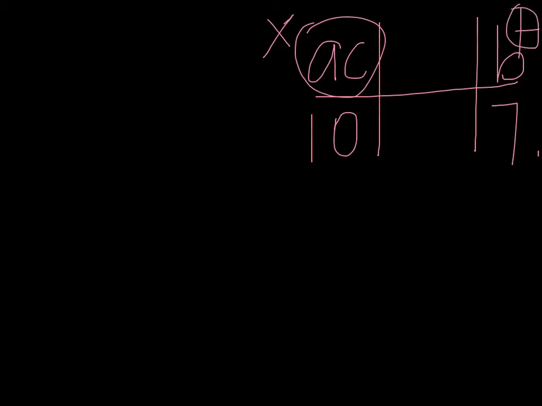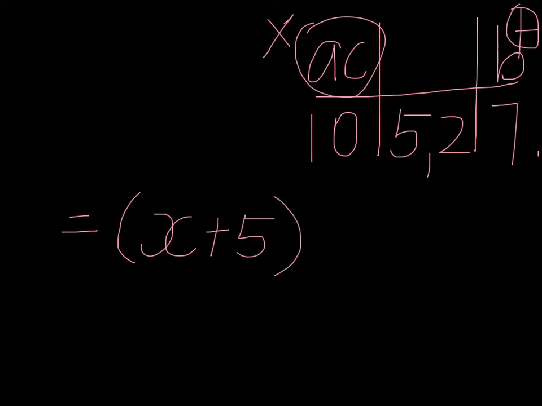Now, factors of 10 are 5 and 2, and 5 and 2 add up to 7, so this is our factor pair. Now, because a is a value of 1, we can go straight to our answer. We can go x plus 5, x plus 2. And there we've factorised the quadratic. Let's do another one.